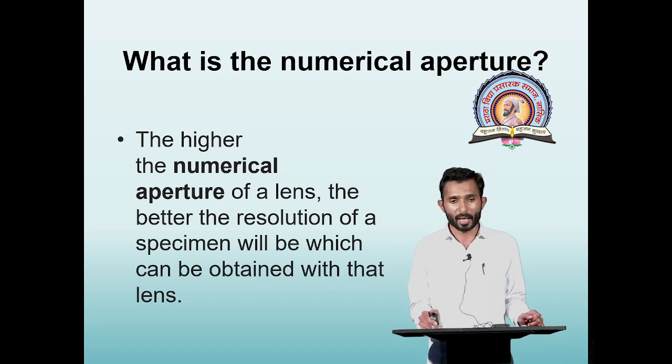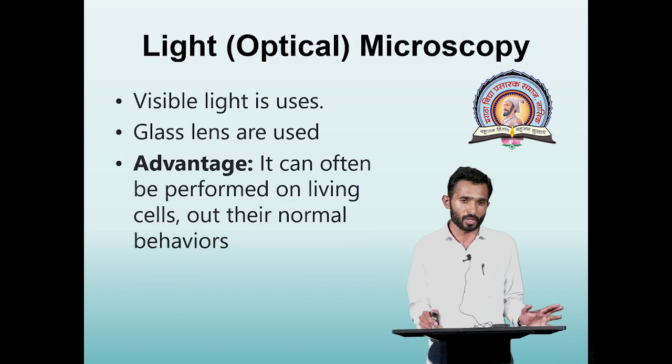What is the numerical aperture? Simply, the higher the numerical aperture of a lens, the better the resolution of a specimen. That means the greater the numerical aperture, the better the magnification and viewing of the particular object.